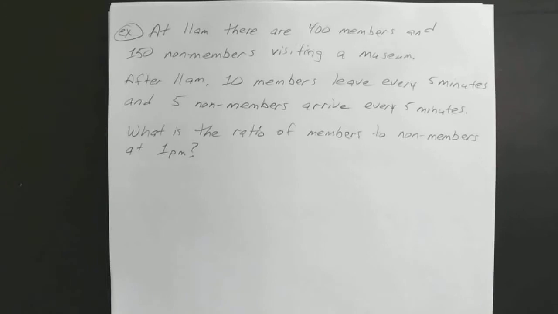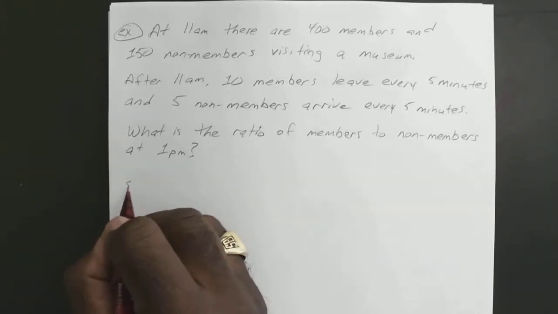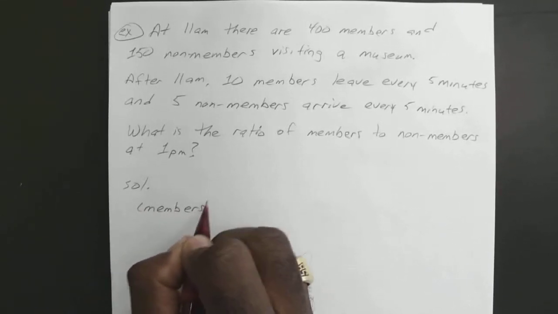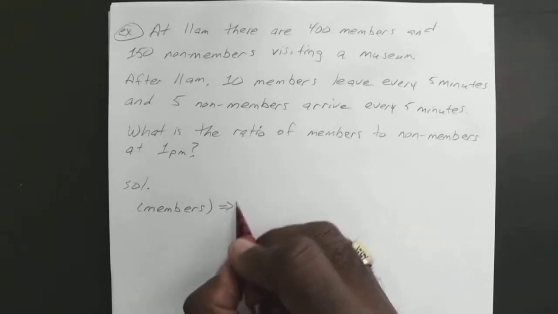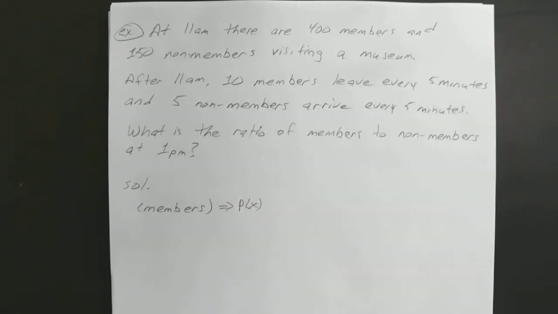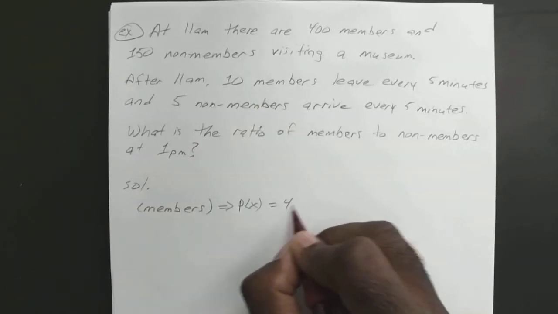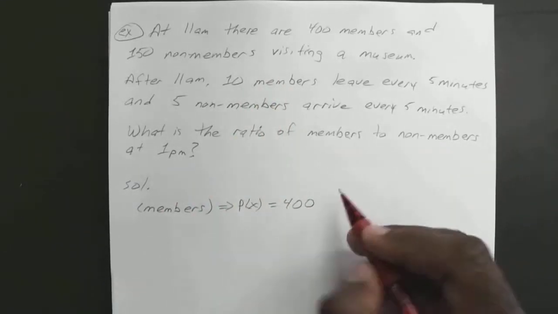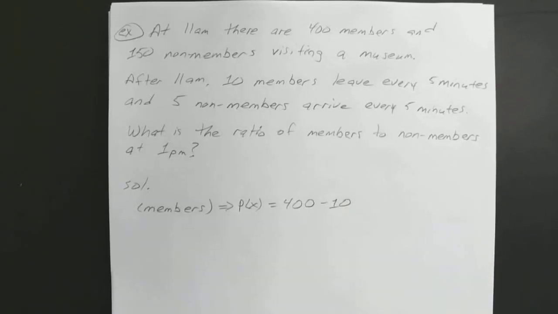So this one, we want to do the same thing. We want to find out the ratio of members to non-members after 11 a.m. So we create an equation for members after 11 and an equation for non-members after 11. Okay, so we know that our members, we'll call that our P of X. Okay, so we know at 11 o'clock there were 400. Okay, and 10 members leave every 5 minutes.